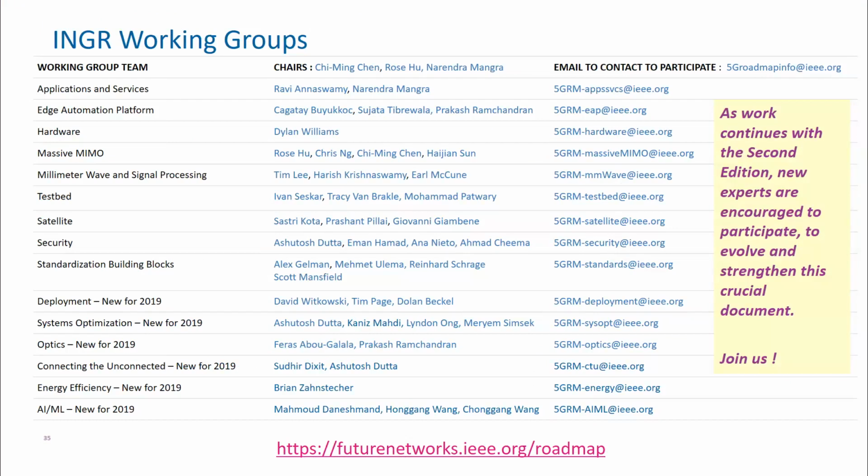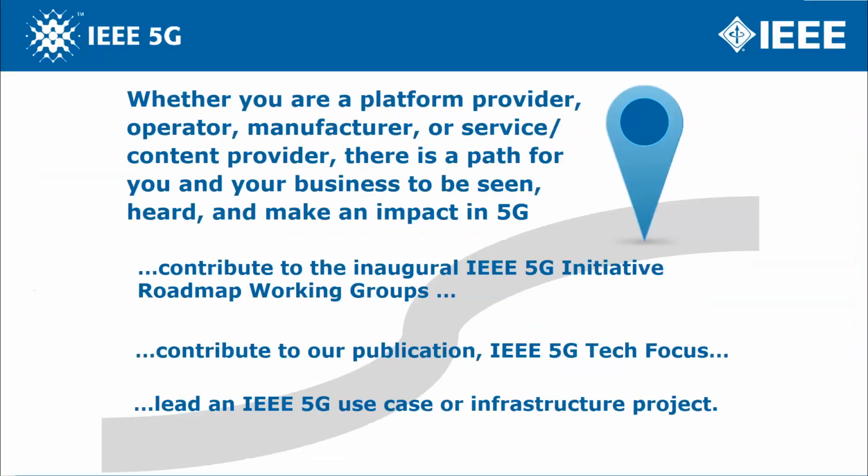So depending on your interest, expertise, IEEE is an open, neutral platform. You don't have to be a member also. We encourage membership, but you can join, and there is a white paper out there as well. We published it in December 2019, and there are other white papers. There is something called Connecting the Unconnected, which Sudhir and I are working on, taking care of people who are in the disconnected world. AI/ML is a new one that's coming into 6G, systems optimization, etc. Right? So finally, I have just one more slide.